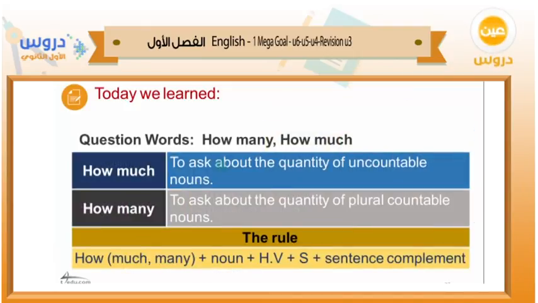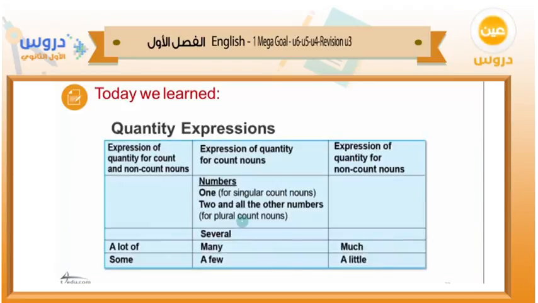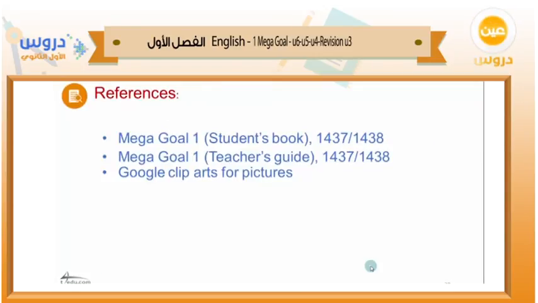And also we talked about how much and how many. We use how much for uncountable nouns like water, how much salt, how much sugar, and how many for plural countable nouns like how many books, how many TVs, how many cars, how many pens. And also we had the table for quantity: we use a lot of and some for both countable and non-countable nouns. And we use several, many, and a few for countable nouns. And we use much and a little for non-countable nouns.